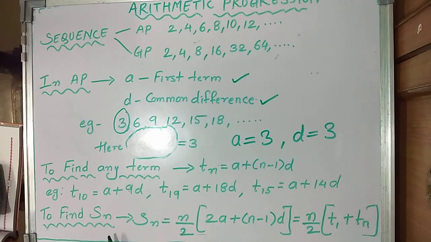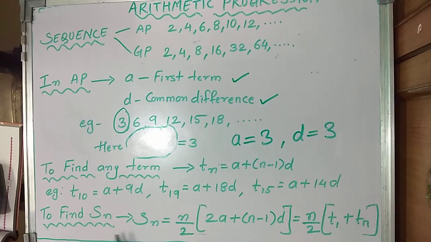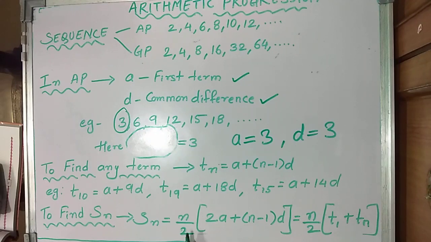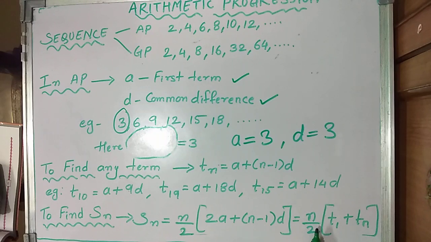Next thing is we learned the Sn formula, that is the sum of n terms, total of n terms. It can be the total of the first 15 terms, the first 14 terms, or the first 25 terms or anything. So let's see the Sn formula: n upon 2 into (2a plus (n minus 1) into d). The other formula is n upon 2 into (t1 plus tn). We can use any of these formulas as per the details given.